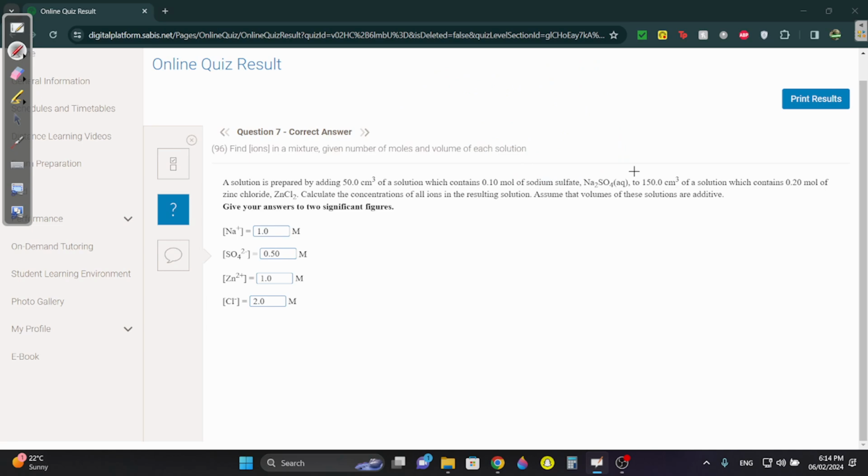Okay, they gave you two precipitates, and you have to calculate the concentration of the ions for the precipitates. How do you do it? Step 1 obviously was always write your dissociation reaction for each one. So Na2SO4 and ZnCl2, write your dissociation reaction.